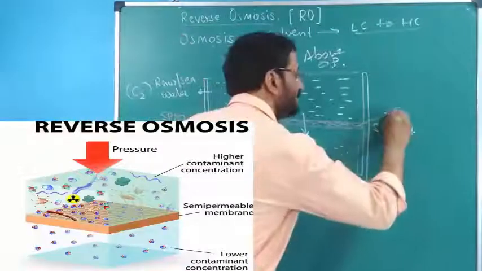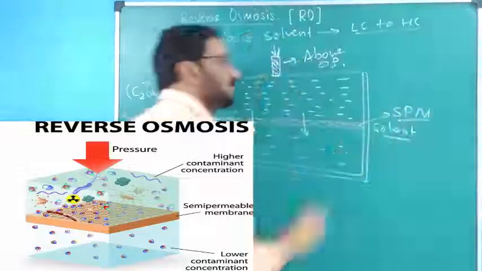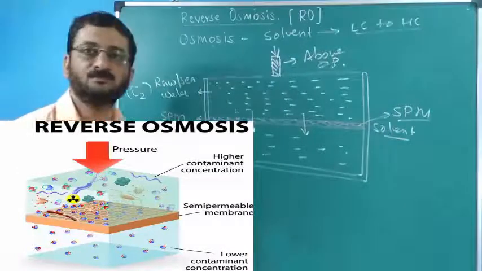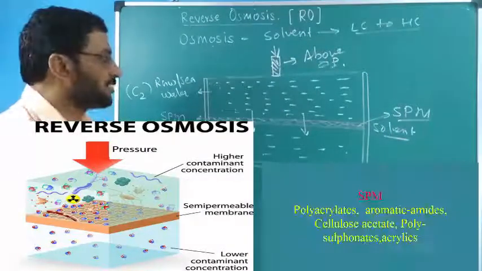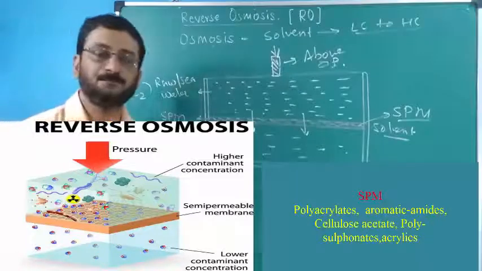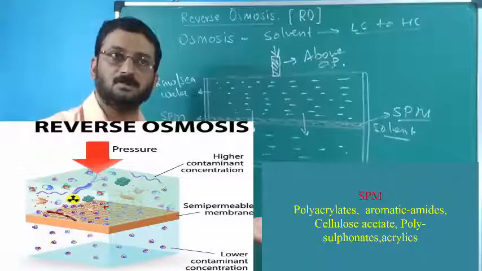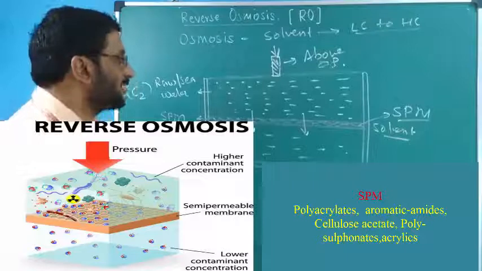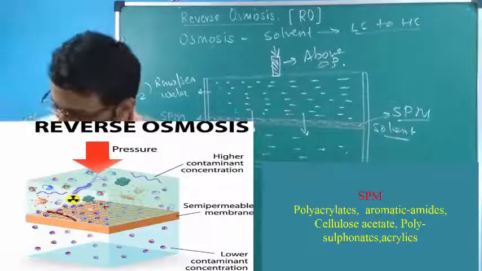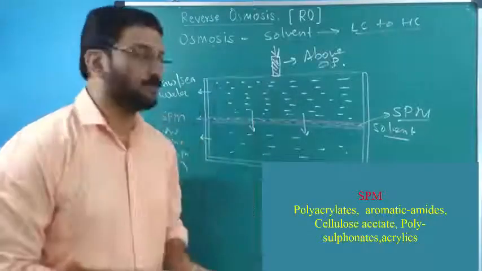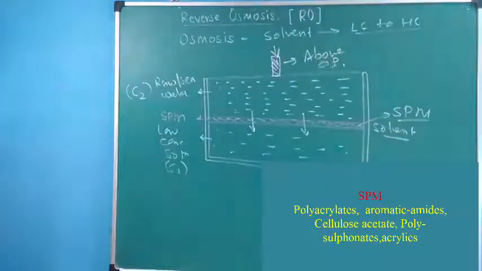What are the semi-permeable membranes we are using? Mostly polyacrylates, sulfonated copolymers, then cellulose acetate, polysulfonates. These are the membranes we use for reverse osmosis, which is exactly the opposite of the osmosis process. So this is a short note on RO.